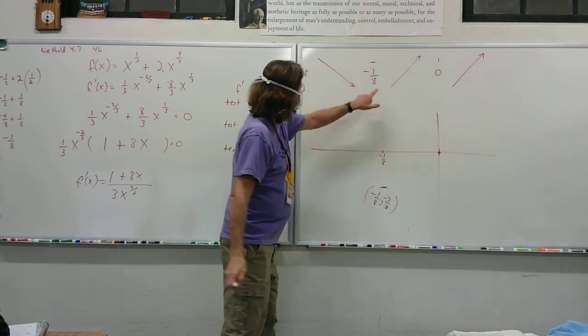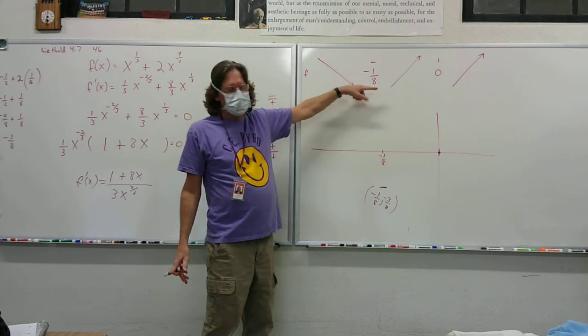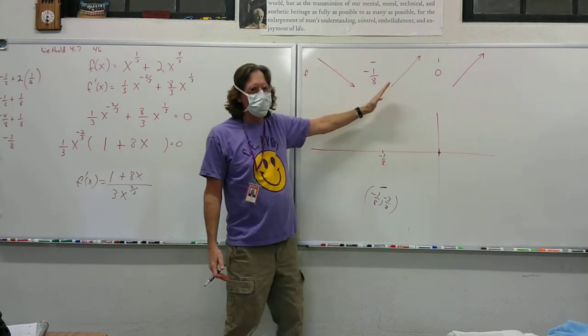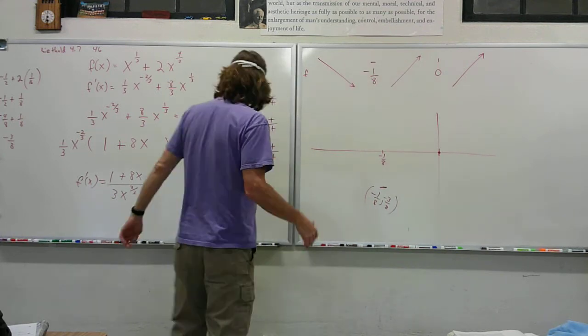You already know this is a relative minimum. Is everybody okay? That's a relative minimum? Because it went down and it turned around and went what? Back up. All right, well, let's do our second derivative.